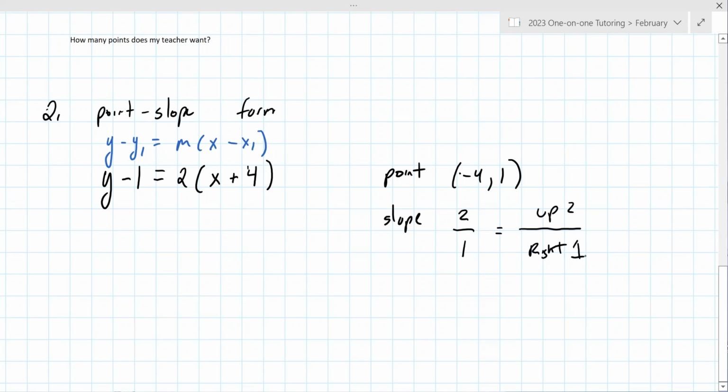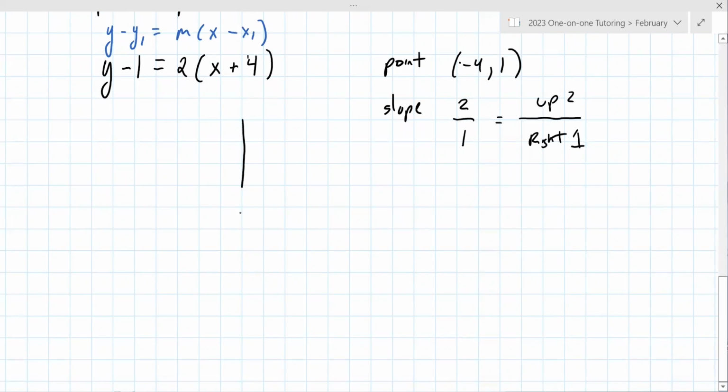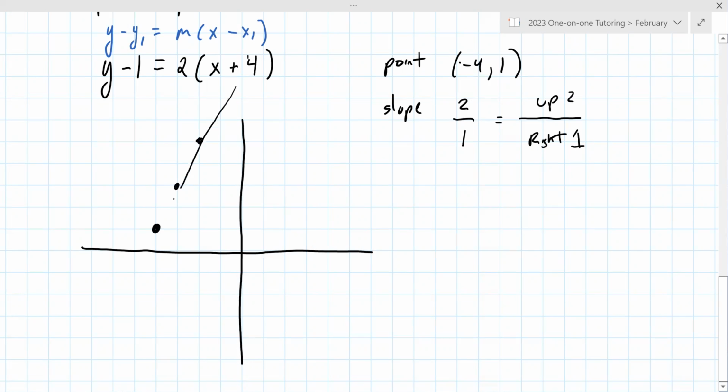Very good. All right. Now, in terms of how you graph these, it's actually really similar to the previous one. You first start at the point, though. So you go wherever that point is, negative 4, 1, you start there, and then you use the slope from that new point. So up 2, right 1, up 2, right 1, like that. Right. Any questions on that?